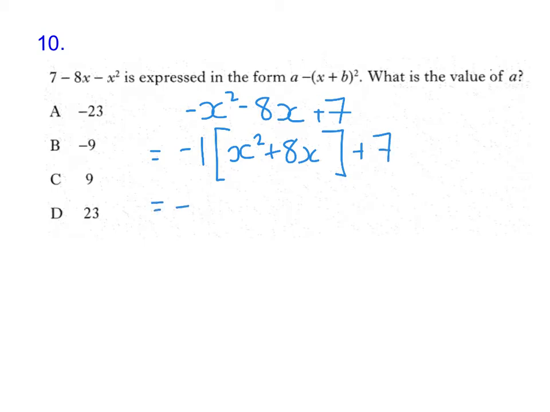Now I complete the square of the bit in the square brackets. So that's x plus a half of 8, which is 4. And then I take away 4 squared, so I take away 16. And then I've got a plus 7 on the outside.